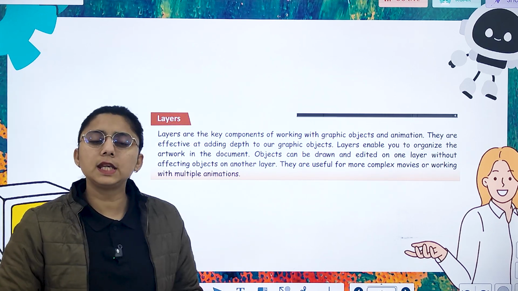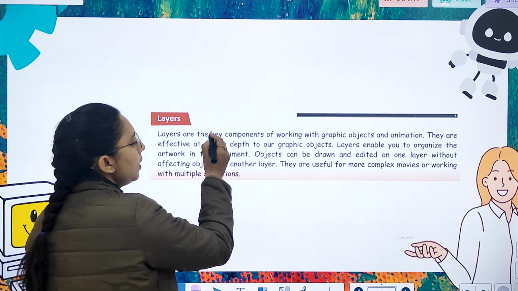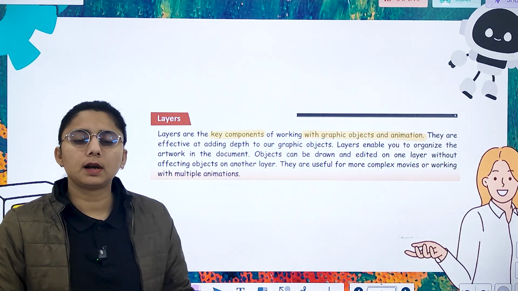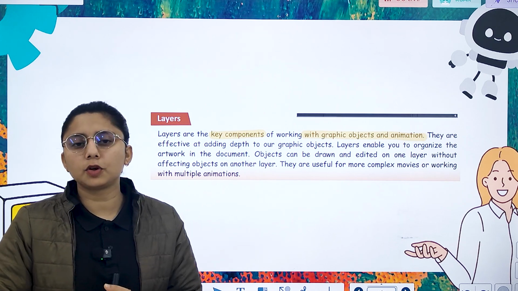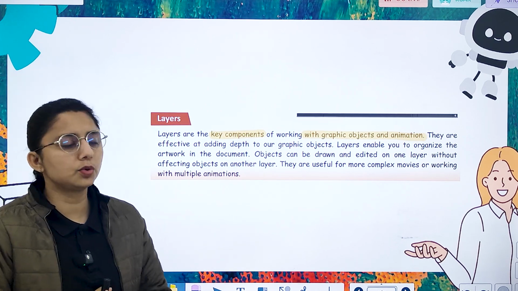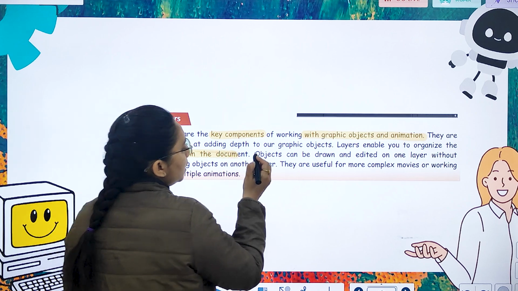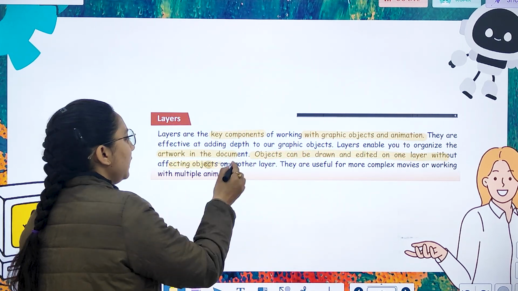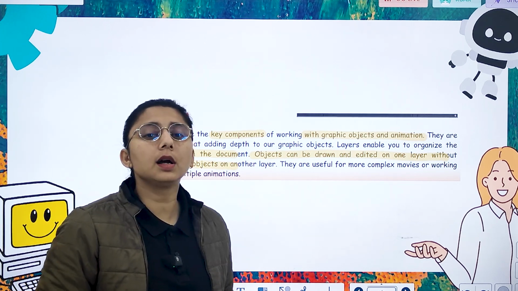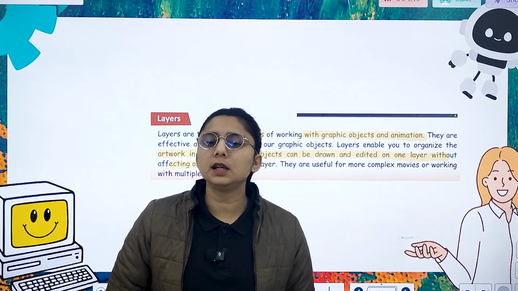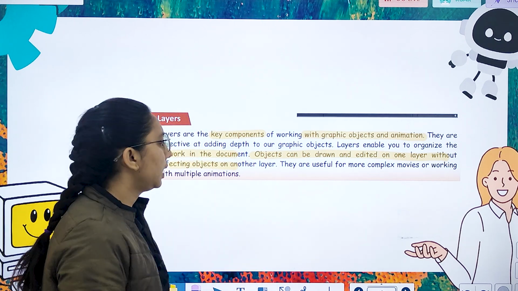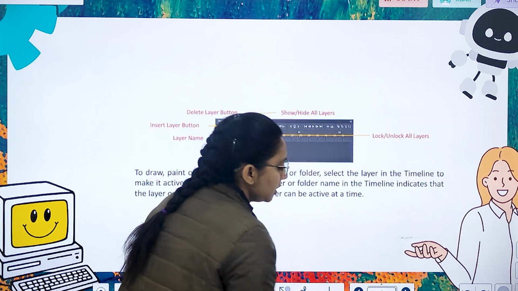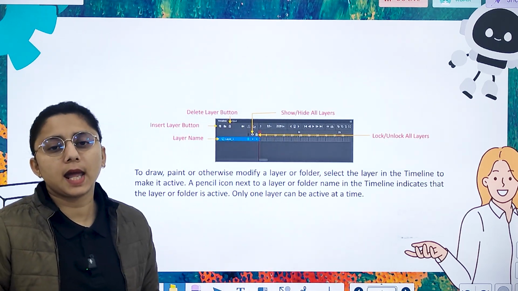So what are layers? They are key components of working with graphic objects and animations. They are effective at adding depth to our graphic objects, and layers enable us to organize artwork in the document. An object can be drawn and edited on one layer without affecting the object in another layer. It will not get affected, right? They are useful for more complex movies or working with multiple animations. Here you can work with multiple animations also.